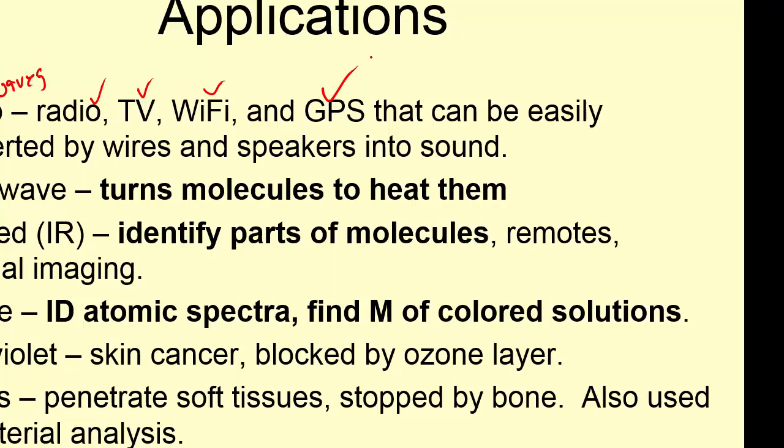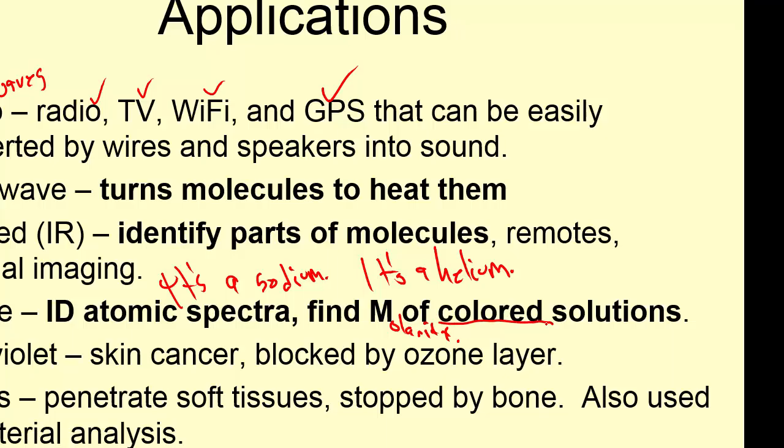Visible light identifies atomic spectra. This means I can tell what kind of element. It's sodium, and I can tell by looking at it. Or it's helium. And it can also find the M, which is molarity, of colored solutions, but only colored.